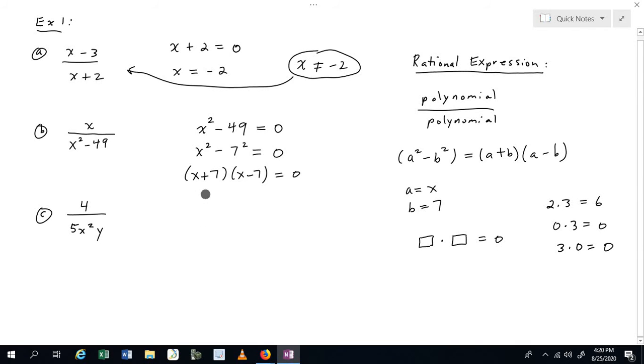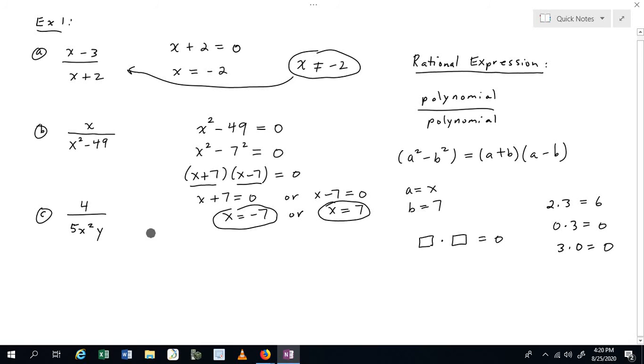So by that logic, this is a number times another number. If I'm going to get a 0 when I multiply these together, then one of these numbers would have to be 0. So either this one is 0 or maybe this one is 0, but one of them has to be 0. Okay, and so if you solve for x here, add 7 to the other side, you get x is 7, and here you would subtract 7 from the other side, and you get x is equal to negative 7.